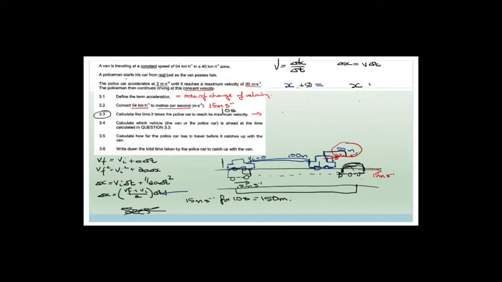So the police car is traveling at 20 meters per second: 20t plus 50, and that's got to equal the van's, which is 15t. Do you agree? What we're doing at the moment is working out t, how long it's going to take for these two cars to overtake each other.